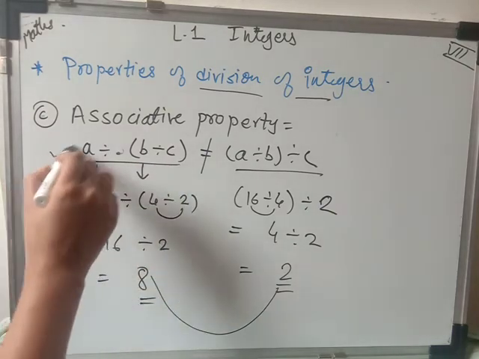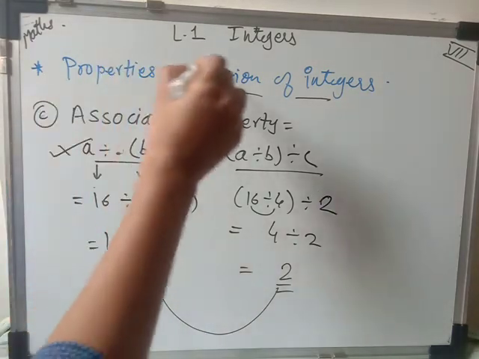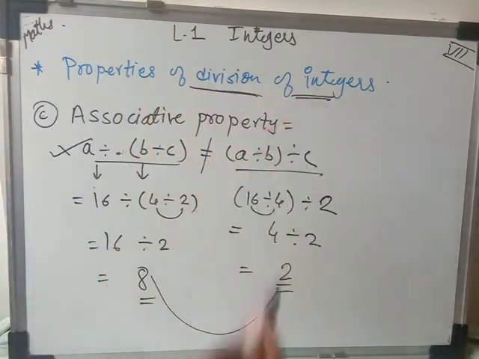So this property is not valid for division of integers, because we are not getting the same value if we change their order. If we change the order, we get a different answer. So this property will not work for division of integers. Now let's see the fourth property, the distributive property, where we have to do addition and subtraction also.